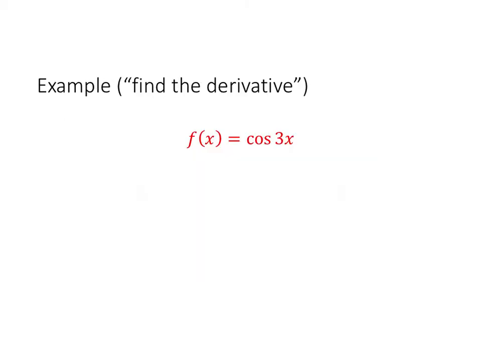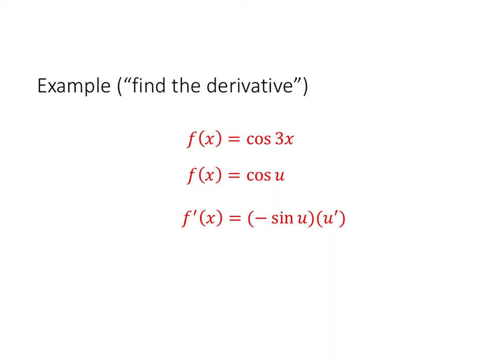All right, so let's look at some examples here. In each of these cases, we want to find the derivative. So our first example is f of x is equal to cosine 3x. Instead of thinking of this as cosine 3x, let's say 3x is u. So we've got cosine u. So what is the derivative of cosine u going to be?